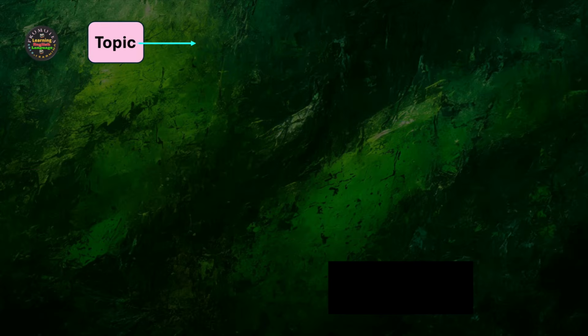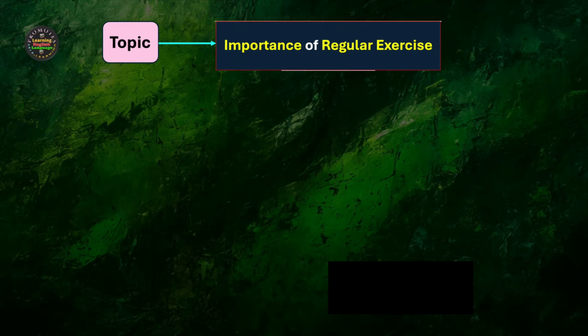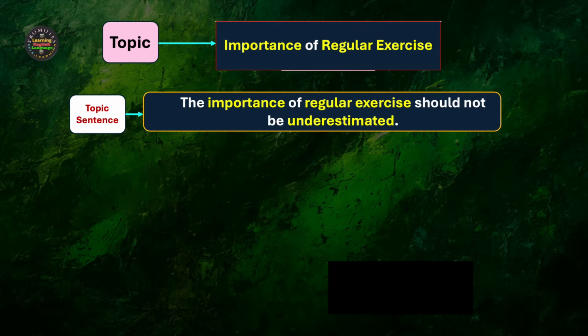Now let's understand how to write a concluding sentence in a paragraph. Okay, so we have the topic on which we will write a short paragraph, and this is the importance of regular exercise. This is our topic of the paragraph. This is our title of the paragraph. Now we should write a topic sentence for this title, for this topic. And here we have the topic sentence: The importance of regular exercise should not be underestimated. This is our topic sentence.